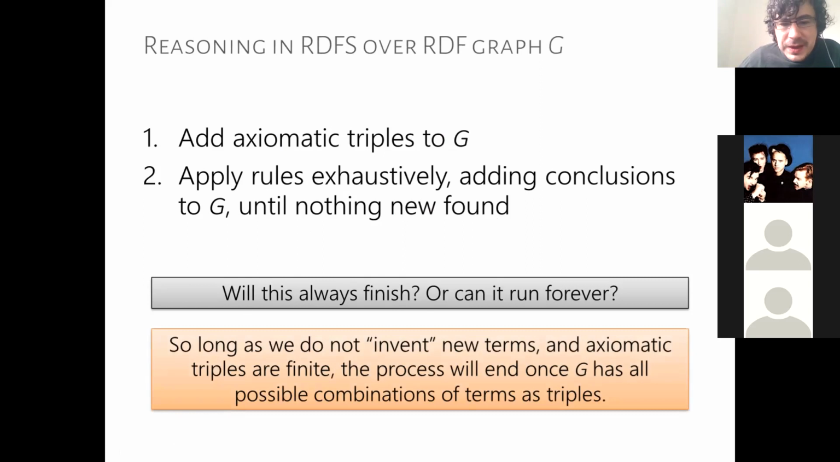Well, so long as we do not invent new terms, so long as we don't create any new IRIs or new literals or new blank nodes, and so long as the triples we consider are finite, these triples that we should add, then the process will end once we have all combinations of terms as triples.